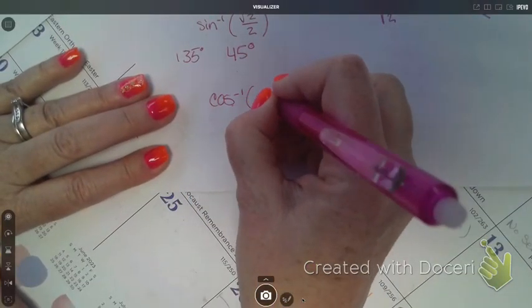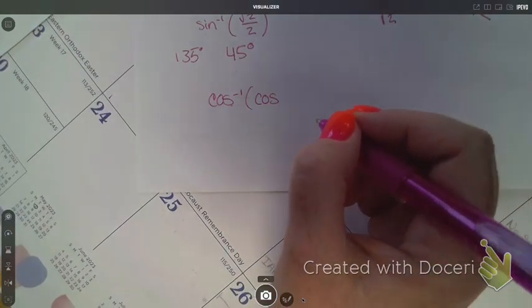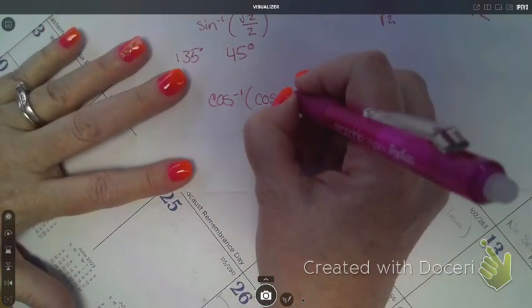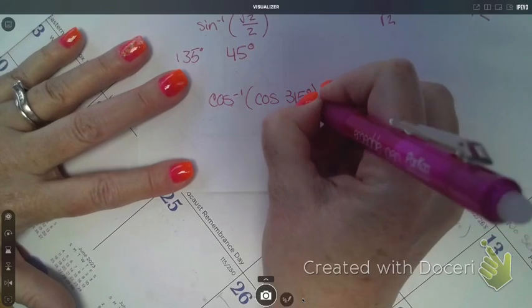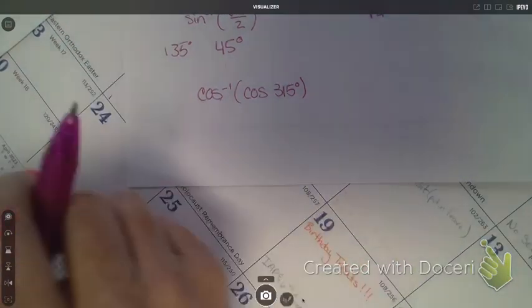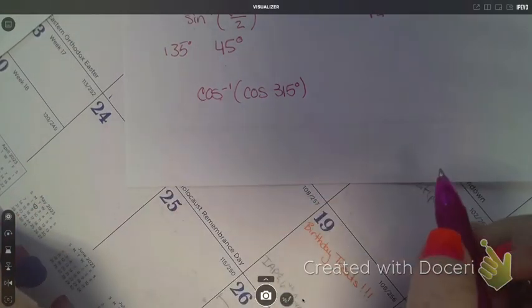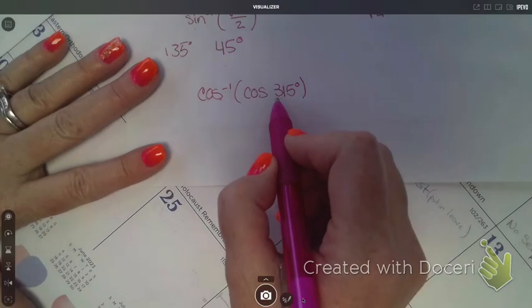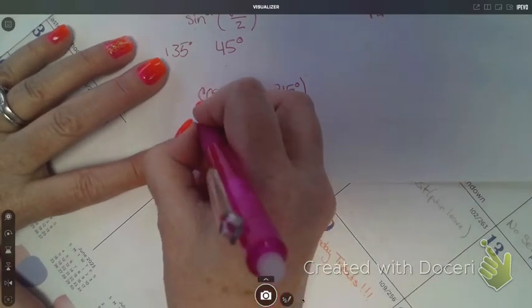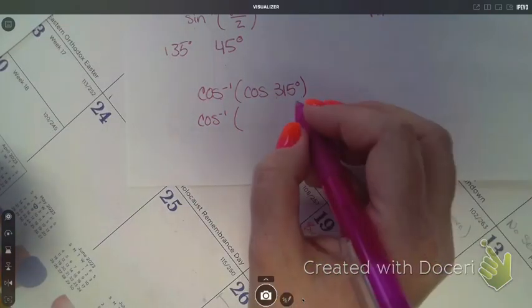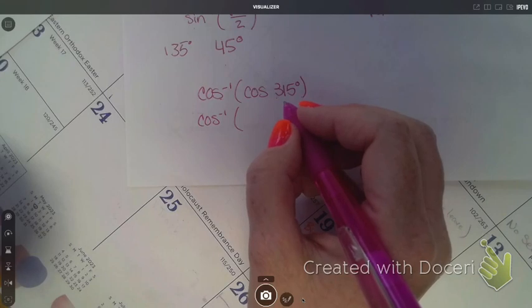of the cosine of 315. Okay, without restricted domains, you'd say 315, right? Nope, not anymore. So what is the cosine at 315? Square root of 2 over 2. But 315, right, 45. Where's 315 at? The fourth quadrant. So is it positive or negative?